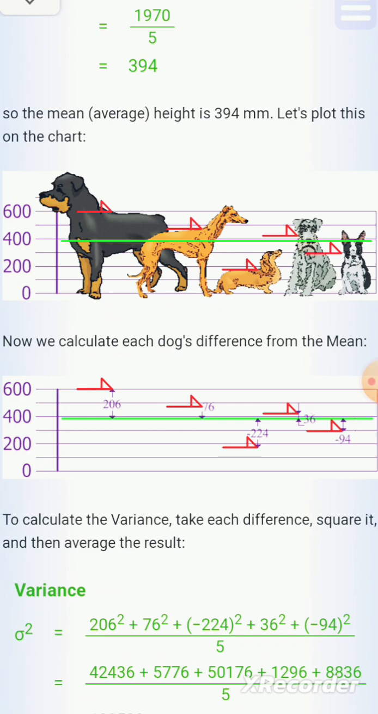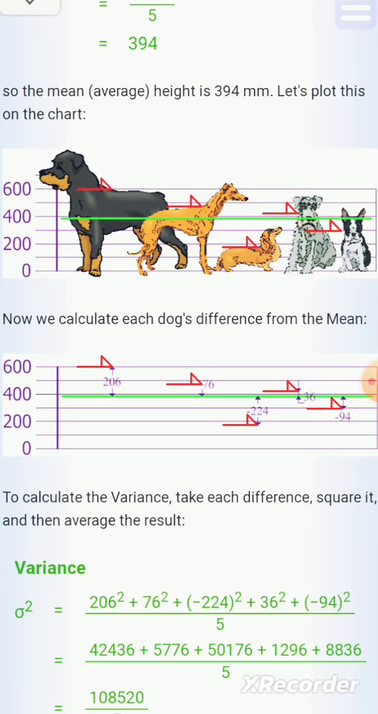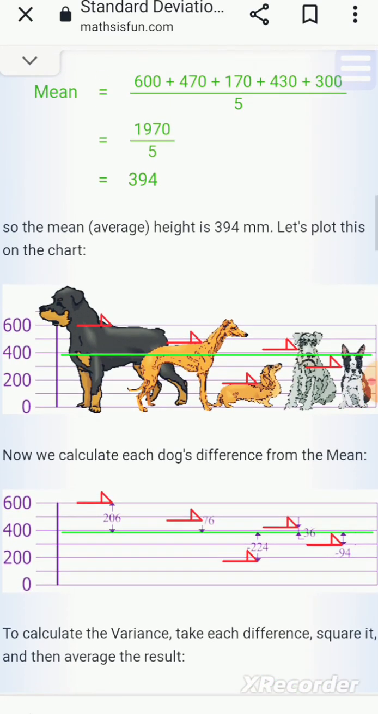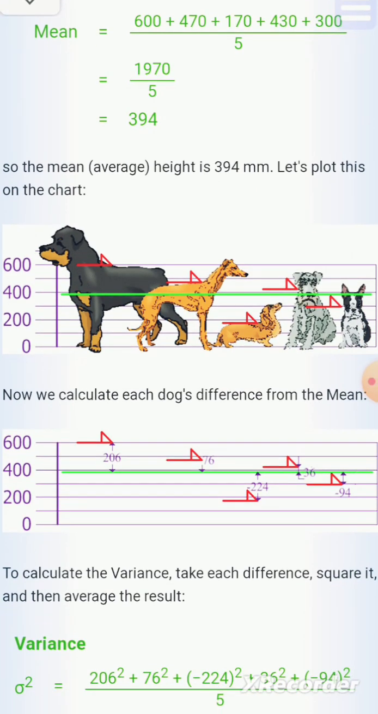And we do that by saying, okay, the first dog's height is 600 millimeters. We're going to subtract from that our mean, which is 394. 600 minus 394, we get a difference of 206. Then when we go to the next one, we have 470 minus 394, which is 76. And then we have 170 minus 394, which is negative 224. 430 minus 394 is 36. And 300 minus 394 is negative 94. Those are the differences from the mean.